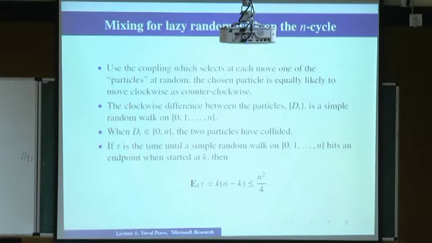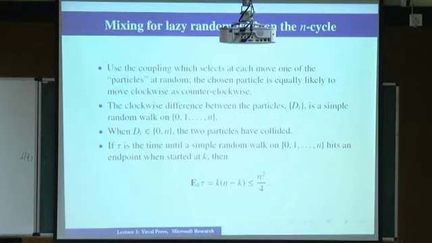Okay. Now, if we look at the clockwise difference, let's go back to the example of the cycle and the coupling I described to you, and look at the clockwise difference between the two particles. So we go from, say, x to y in the clockwise direction. Then this clockwise difference is going to go up or down equally likely, and when it reaches either 0 or n, it stops. So it's just a walk on the interval 0, n, which is absorbing at the endpoints.